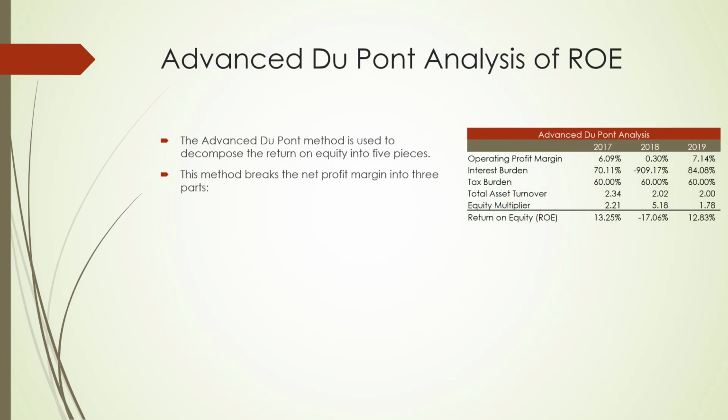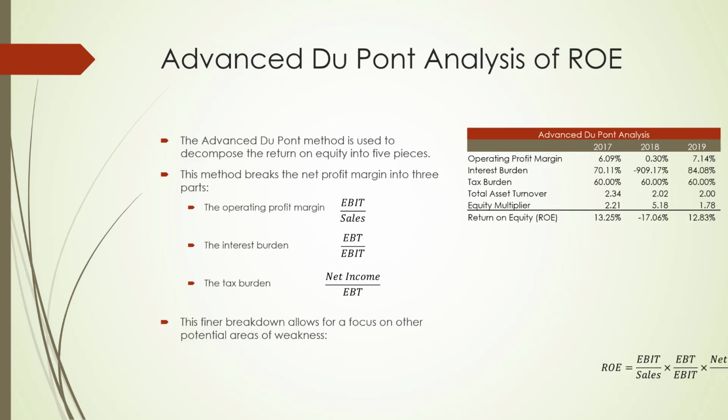The advanced version of the DuPont method takes that net profit margin and breaks it down into 3 components. The operating profit margin, which is just EBIT divided by sales. The interest burden, which is earnings before tax divided by EBIT. And the tax burden, which is net income divided by earnings before tax. Multiplying those 3 things together will give you the net profit margin. The total asset turnover and the equity multiplier are the same as they were in the regular DuPont method.